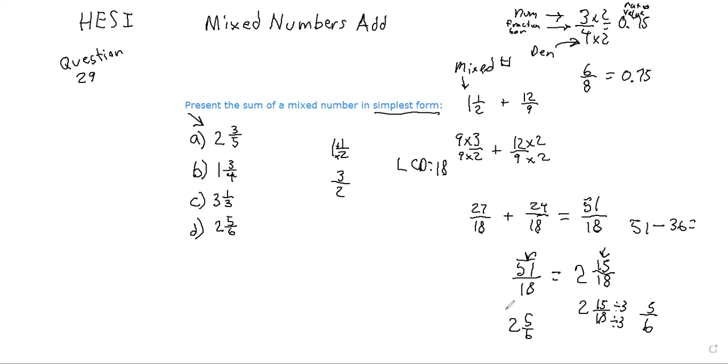That's the simplest form, right? And this is what we're going to look for in the answer key selection of our answer. And if we look over here, we see that that is answer number B.